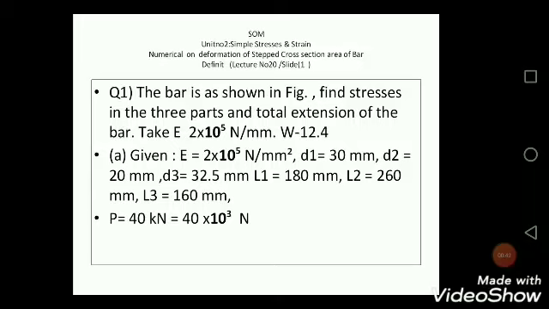The bar is as shown in figure. Find stresses in the three parts and total extension of the bar. Take E is equal to 2 into 10 raised to 5 Newton per mm square. Diameter D1 30 mm, D2 20 mm, D3 32.5 mm. L1 is equal to 180 mm, L2 is equal to 260 mm, L3 is equal to 160 mm. Pull force is equal to 40 kilonewton.